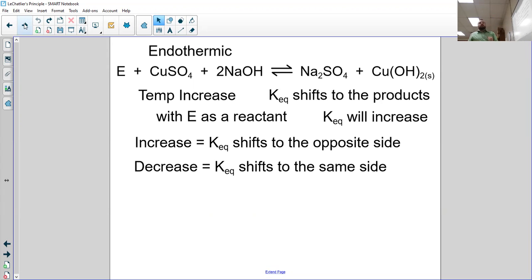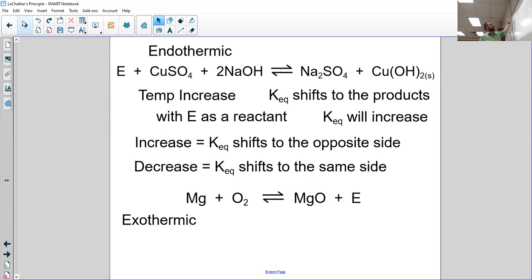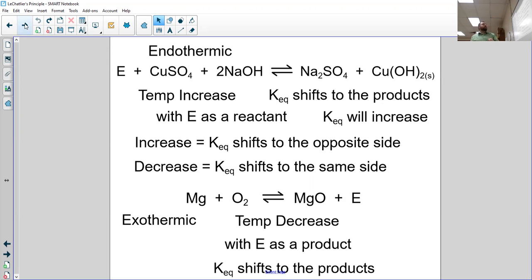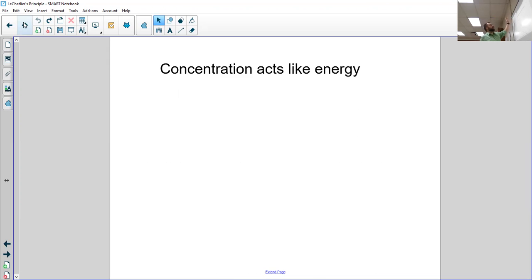So KEQ will increase. In this example, we have magnesium plus oxygen in equilibrium with magnesium oxide and energy. It's an exothermic reaction because the energy is coming out of the reaction at the end. With the temperature decrease, we have energy as a product. So the equilibrium point will shift to the products in that case as well.